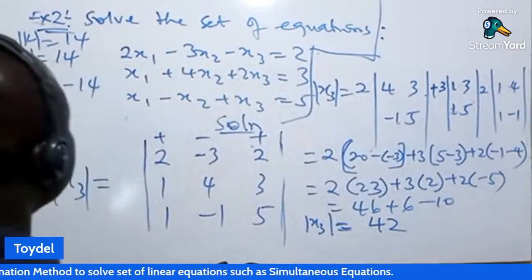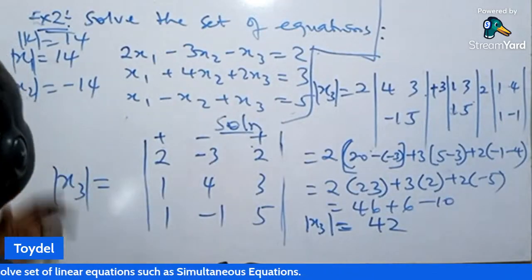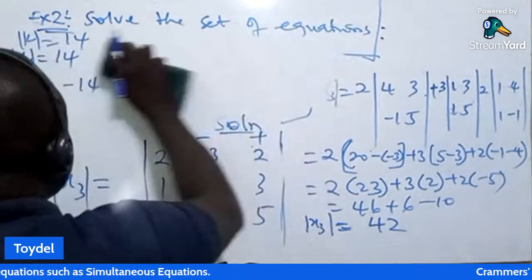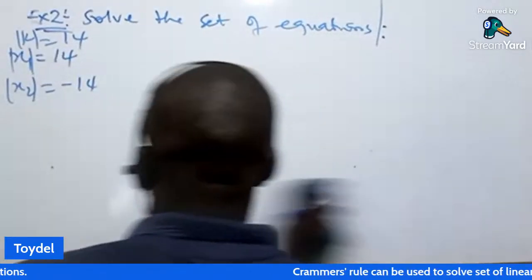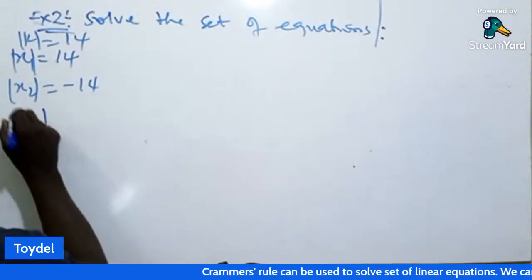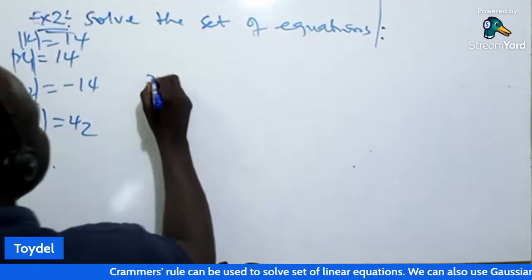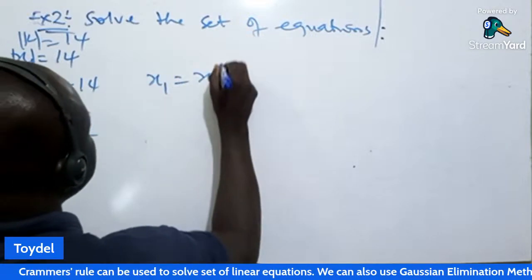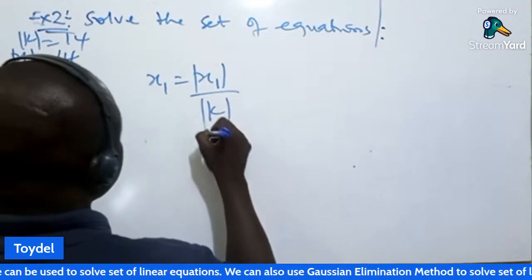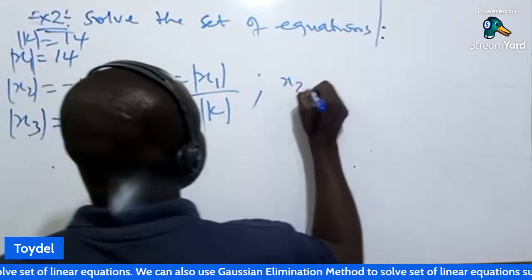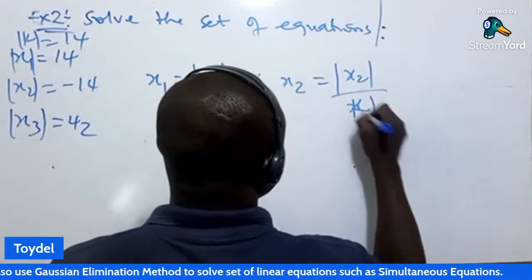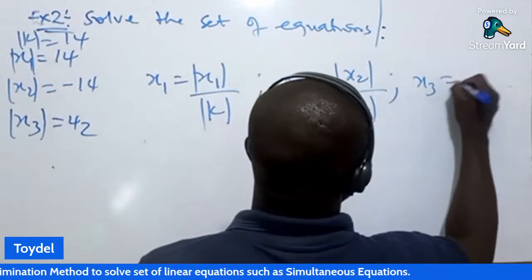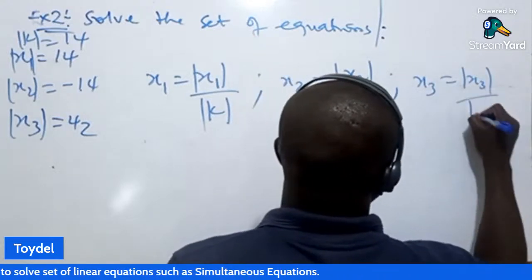So how do we now get the value of x1, x2, and x3? For us to be able to get the value of x1, x2, x3, we just go ahead and complete the solution. So determinant of x3 is equal to 42. So x1 is given as determinant of x1 all over determinant of k, the constant that we first find. x2 is determinant of x2 all over determinant of k, while x3 is the same thing, determinant of x3 all over determinant of k.